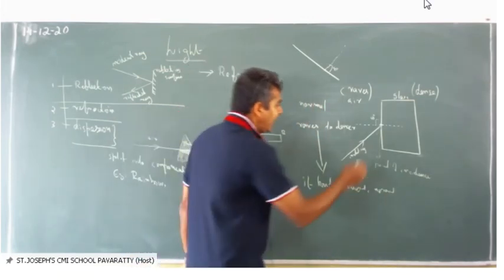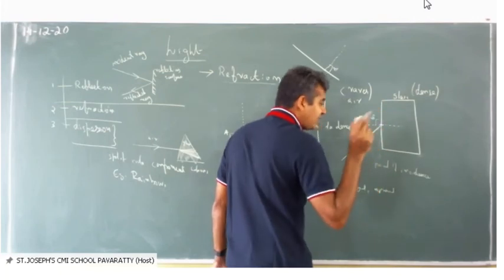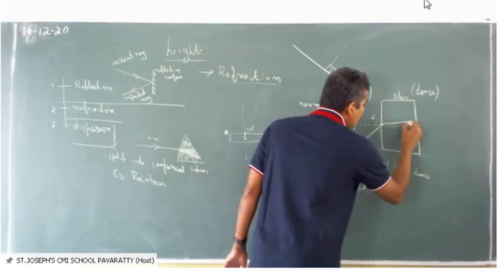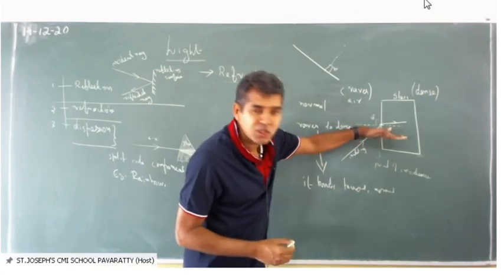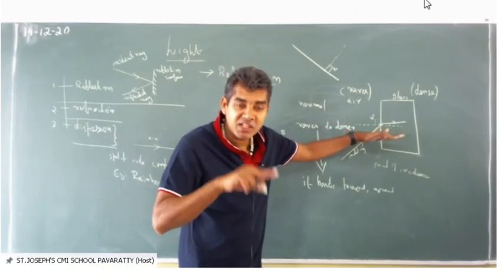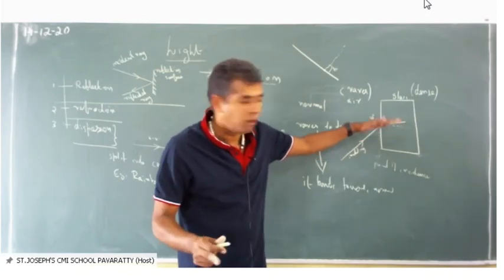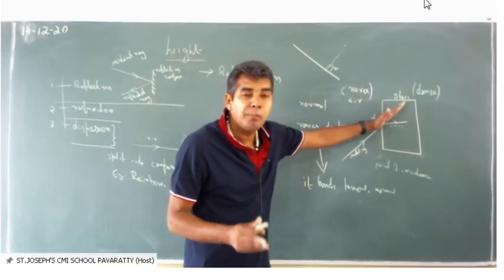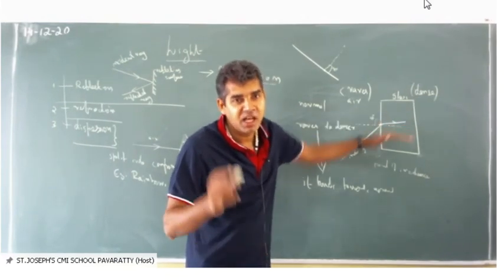Actually, it is supposed to go straight like this, but we know that refraction will happen. It bends towards the normal. Rarer to denser medium, the light ray always bends towards the normal. Have you got it?